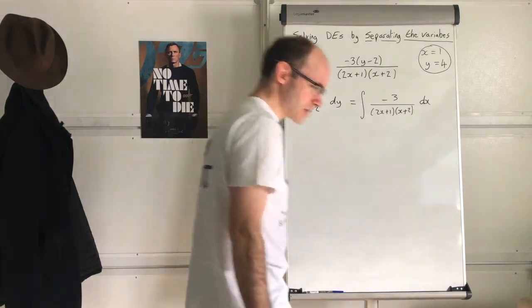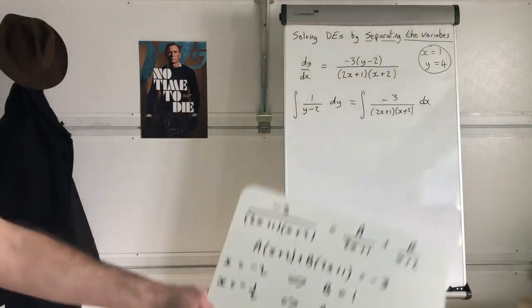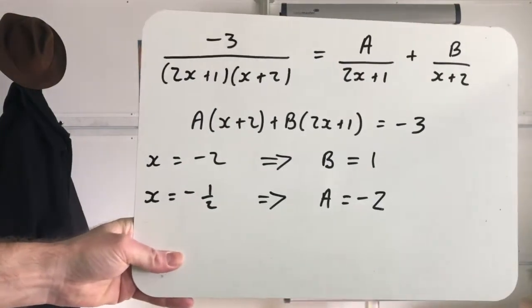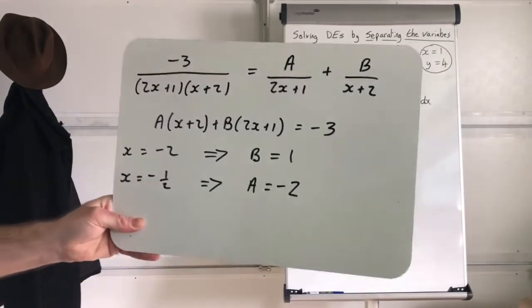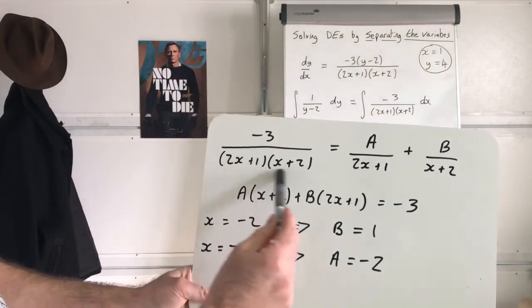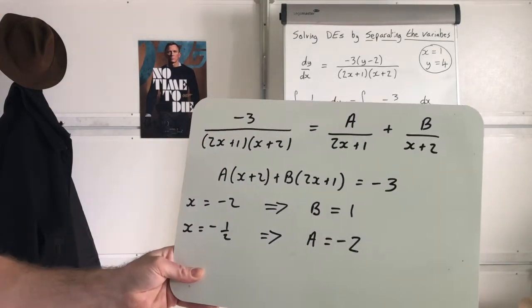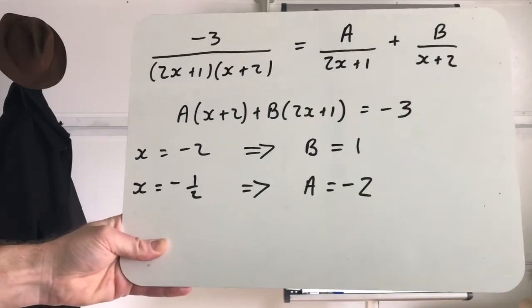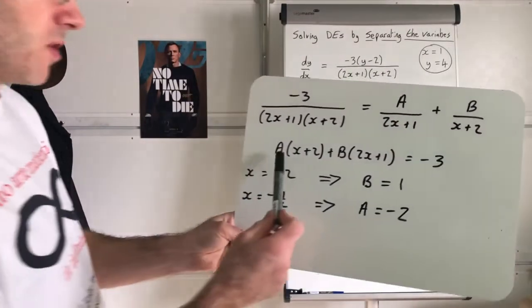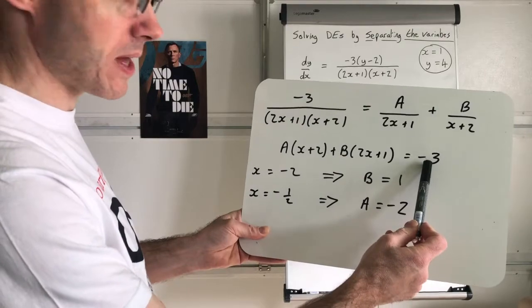Right, I've done the partial fractions on a separate board because I want to try and get the solution up into one single board space. So, here we are. The integral on the right hand side is this. Those are your partial fractions: a over 2x + 1 plus b over x + 2. Hopefully you're happy with that. And then here you've got a(x + 2) + b(2x + 1) = -3. Again, hopefully you're happy with that.